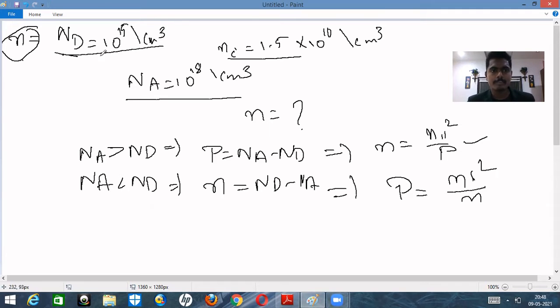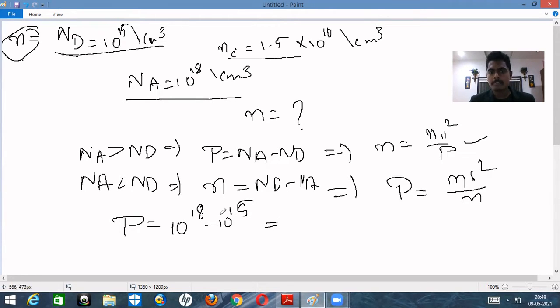So in the given problem, Nd and Na both are present. We can clearly observe that Nd is 10 power 15 per centimeter cube and Na is 10 power 18 per centimeter cube. So obviously Na is greater. Since acceptor impurity concentration is more, it will be a p-type semiconductor and we can directly find the value of p. p is nothing but Na minus Nd, so Na minus Nd is nothing but 10 power 18 minus 10 power 15.